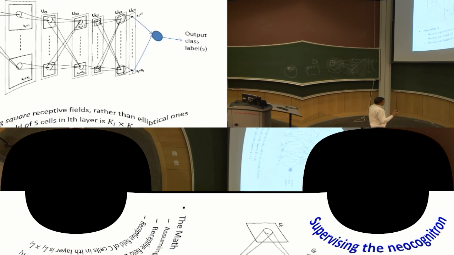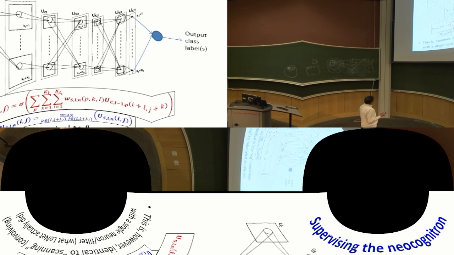Which means we only need to know the behavior of one. Now, in Fukushima's model, the receptor fields were circular, elliptical. Yann LeCun changed those to rectangular, square. So S cells would have some K by K receptor fields. C cells would have some other square receptor field, which is to say it's looking at small square patches in the output of the S cells.